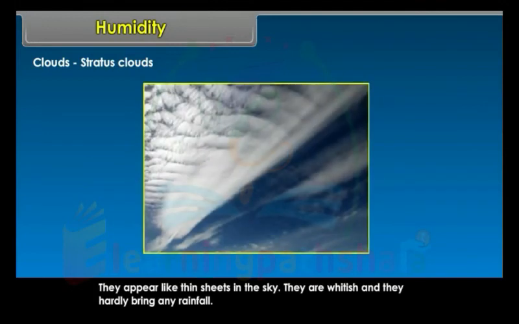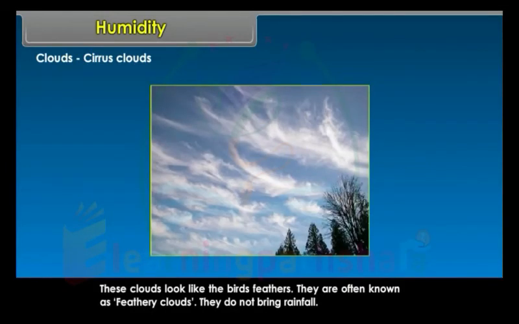Stratus clouds. They appear like thin sheets in the sky. They are whitish and they hardly bring any rainfall. Cirrus clouds. These clouds look like the bird's feathers. They are often known as feathery clouds. They do not bring rainfall.